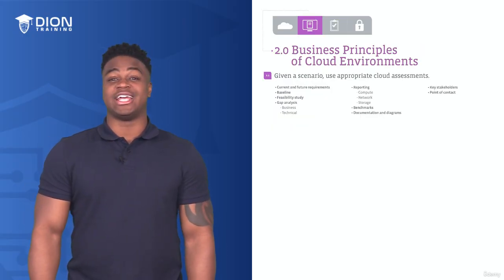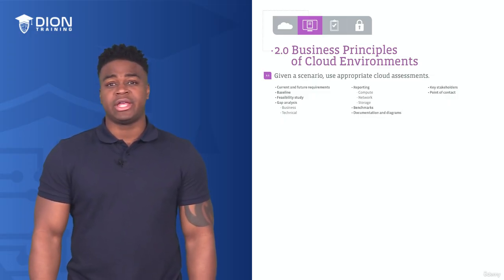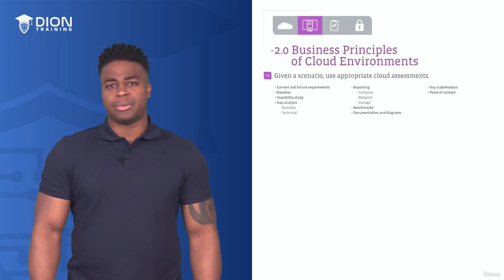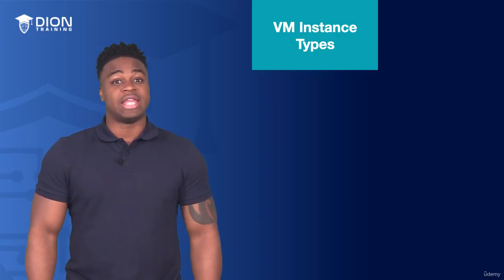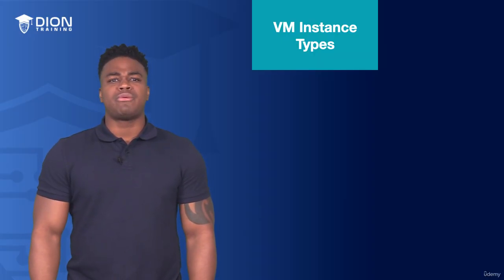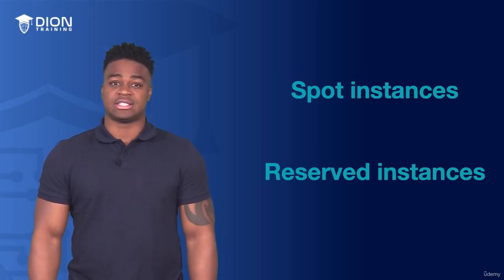Objective 2.1 states that given a scenario, you must be able to use appropriate cloud assessment, and specifically, we'll be looking at reporting concerning compute, network, and storage services in the cloud. Now, as we begin this section, we will first cover virtual machine instance types, including spot and reserved instances.